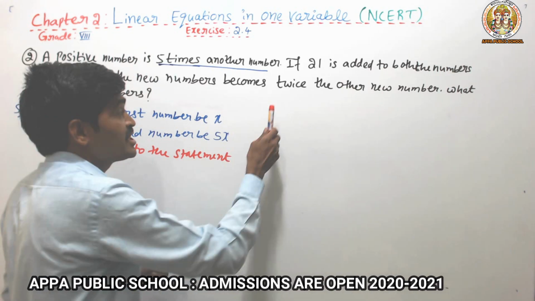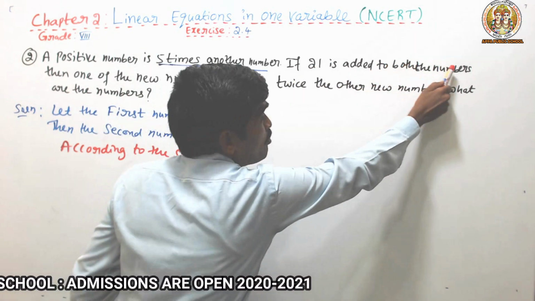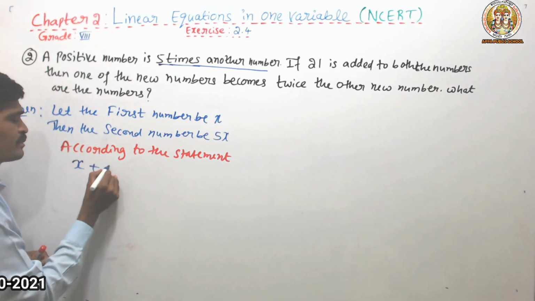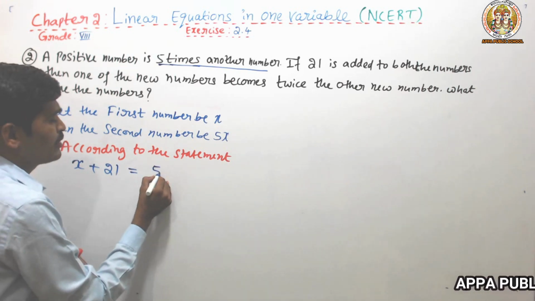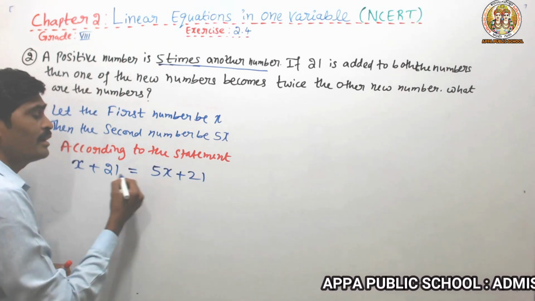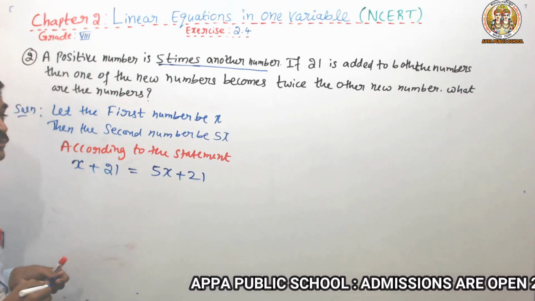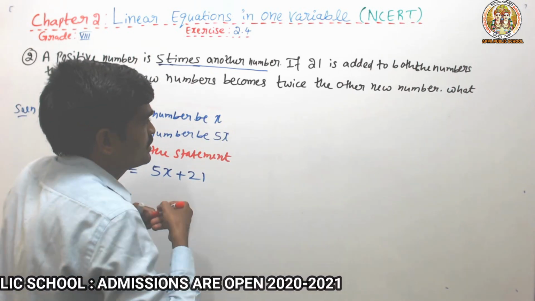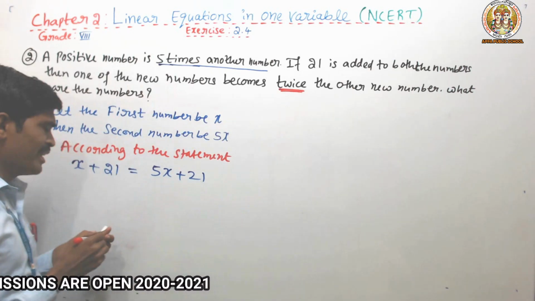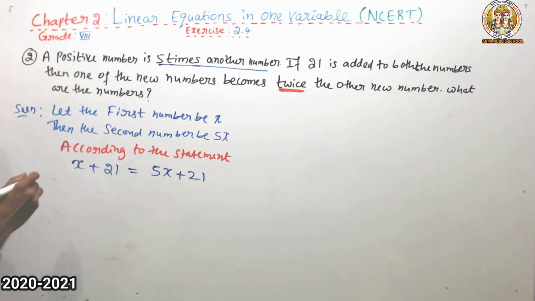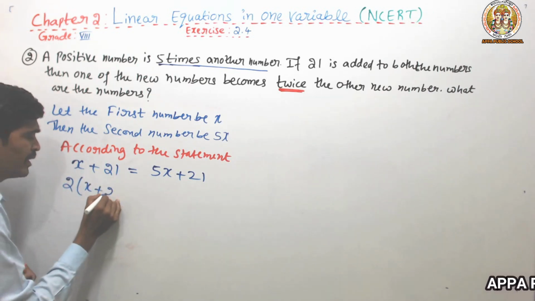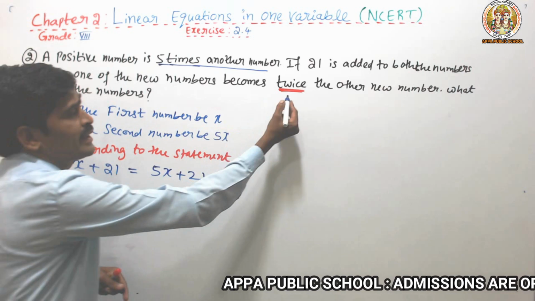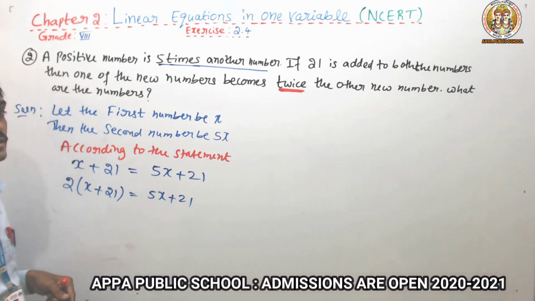See, a different statement is considered. If 21 is added to both the numbers, the first number becomes x plus 21, and the second number 5x plus 21. Next, my dear students, one of the new numbers becomes twice the other. Twice means 2 times. Any one number is multiplied by 2. So can I take 2 of x plus 21 is equal to 5x plus 21? Only one is multiplied by 2, since they gave twice the number.